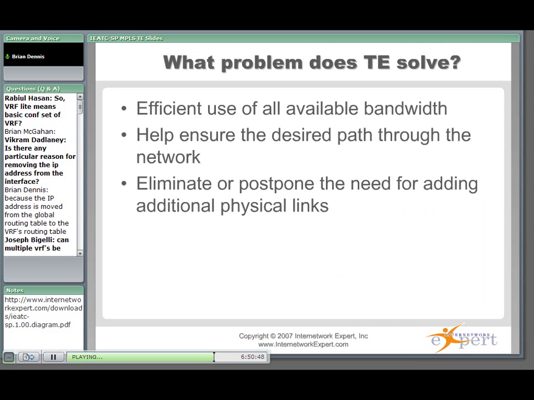So what problem does it solve? Well, like the RFC said, efficient use of all available bandwidth. It helps ensure that the desired path through the network is selected and used. Another idea is cost savings. We want to use up as much of the available bandwidth as possible before we switch over and have to add new physical links, new PVCs, new Frame Relay DLCIs. So the idea would be to look at the network, find out where there is available bandwidth, and then engineer your traffic so that it utilizes that available bandwidth.